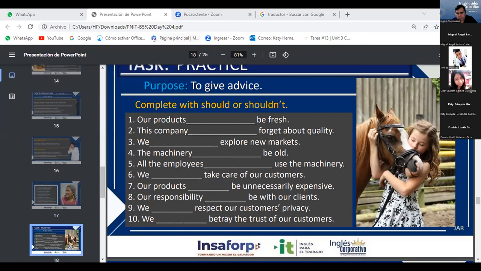And the first one: products should be fresh. Company, for example, one. In Spanish, ¿qué es should? Debe. Tú deberías. Como tú debes comer más cereal, por ejemplo. Tú debes tomar tu medicina, tú debes visitar a un doctor.